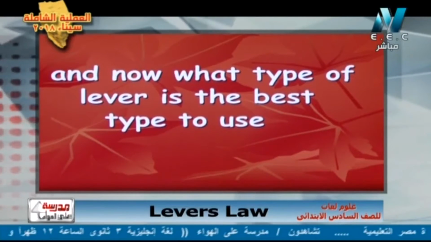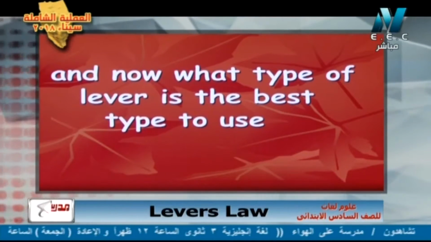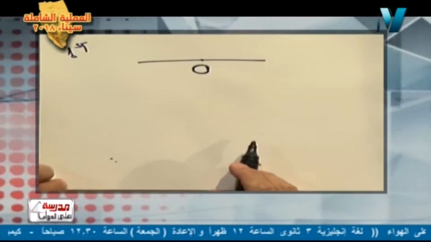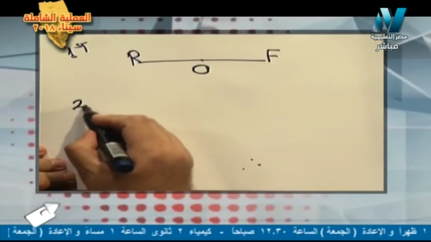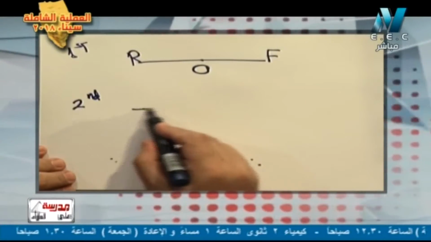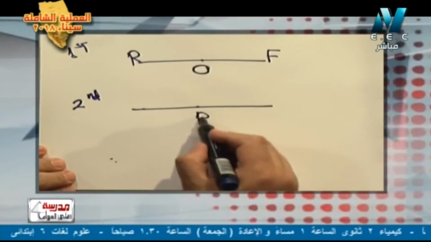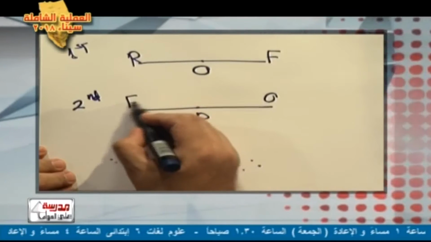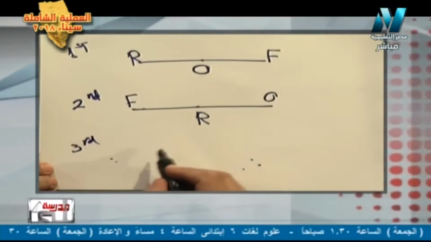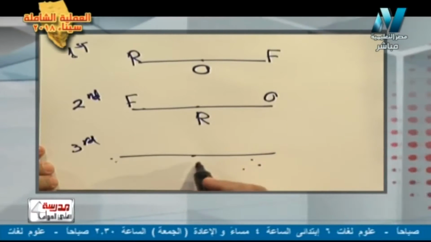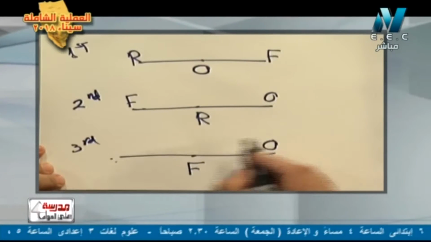The first type contains what in the middle? It contains O. Let us draw. It contains O in the middle between F and R. Second class lever contains what? It contains R in the middle between O and F. Third class, the last type, contains what? It contains F in the middle between O and R.